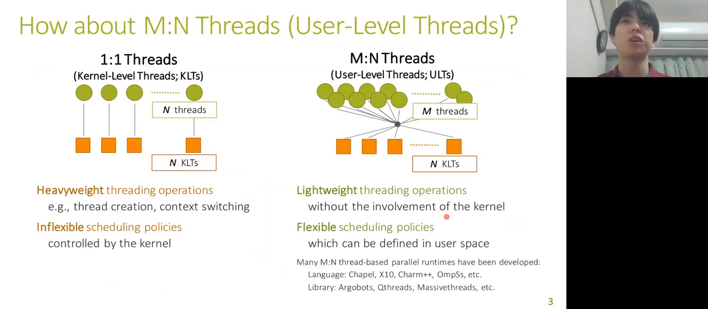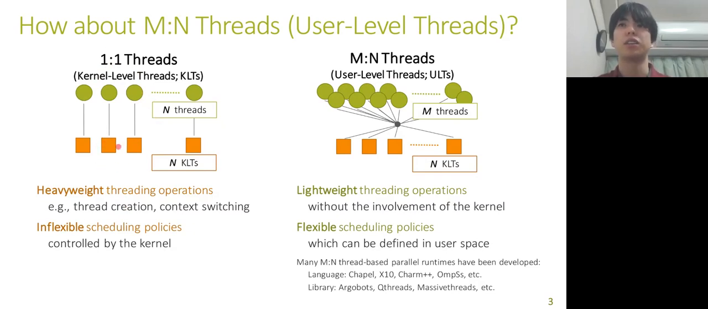And in this work, we will focus on user-level threads, which are a lightweight and flexible thread implementation. One-to-one threads or kernel-level threads are threads controlled by the OS kernel. In one-to-one threads, one thread visible to the user is directly mapped to one kernel-level thread.